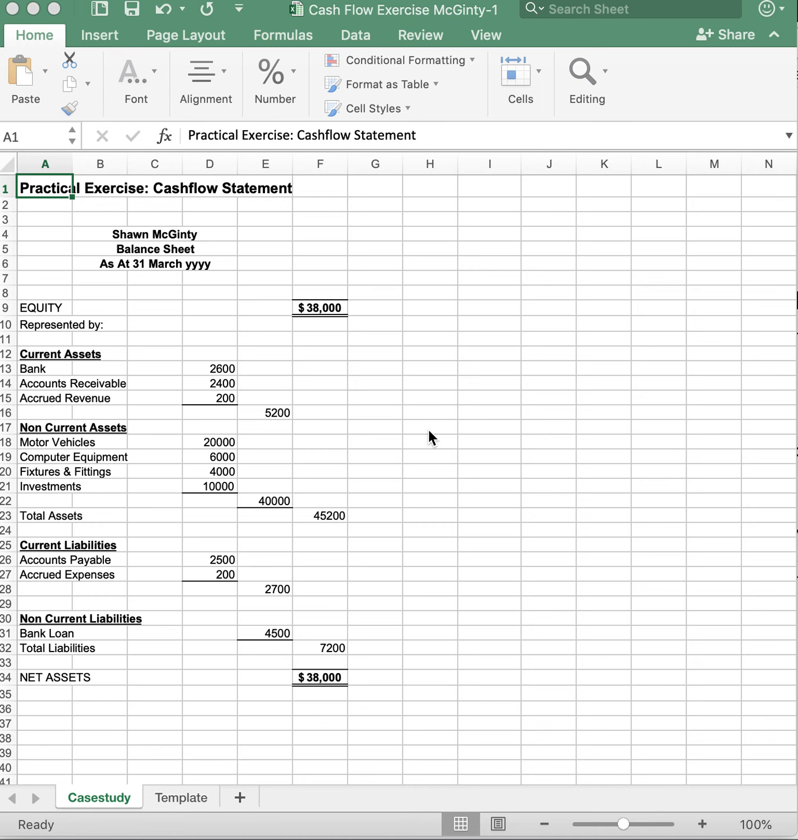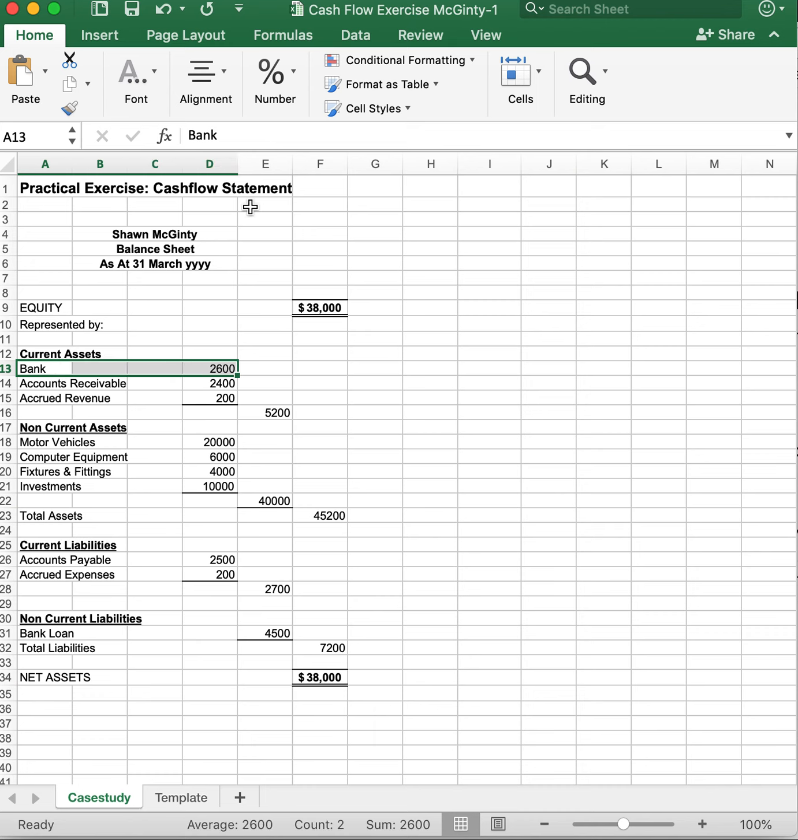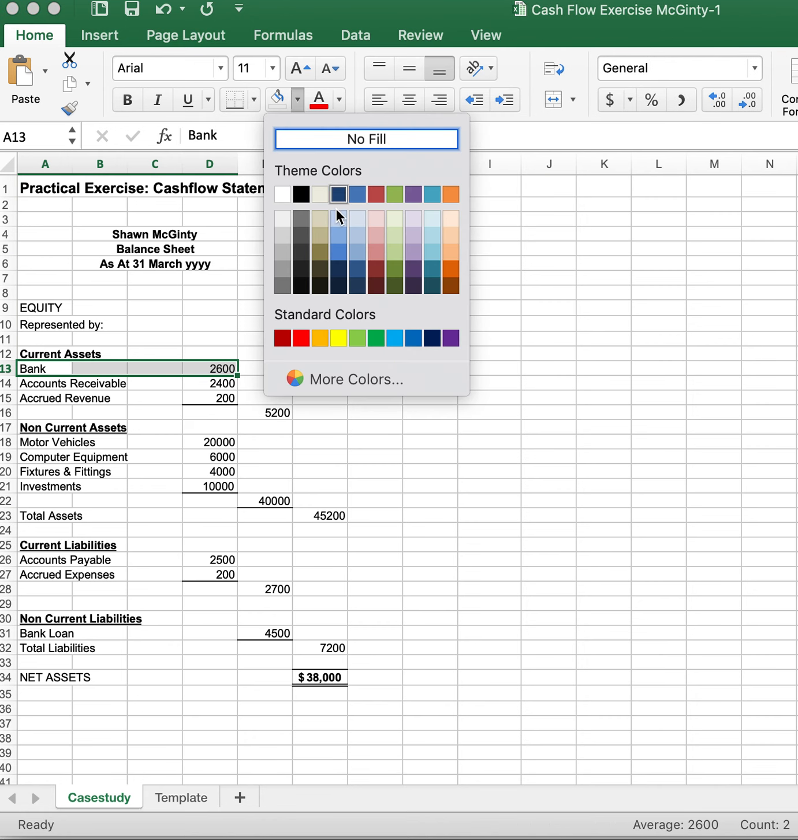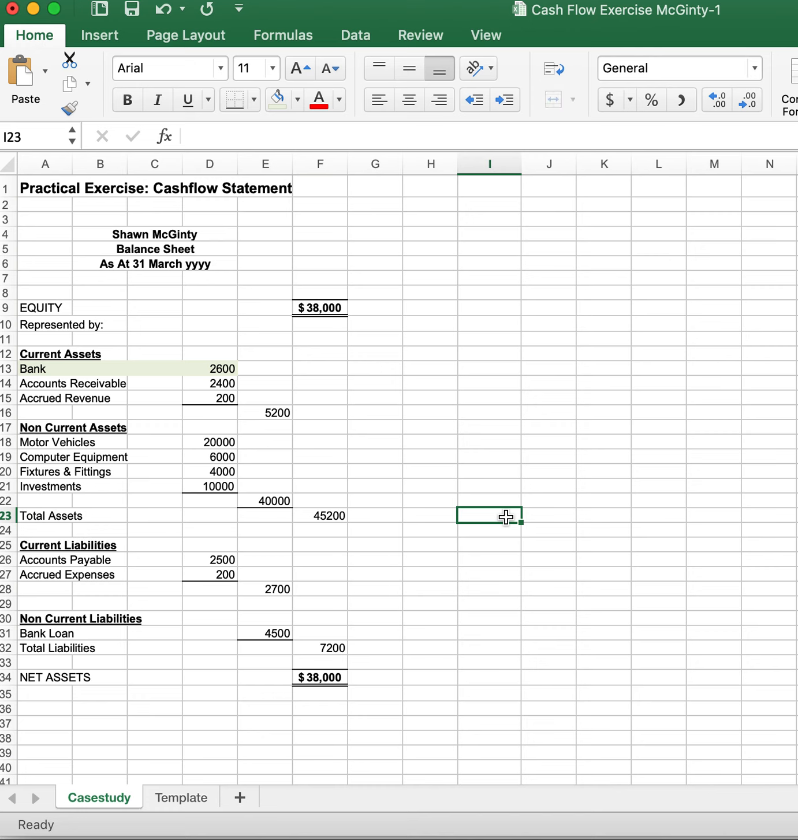I'm going to work through this cash flow exercise for McGinty. On the first thing, the case study, they've given us a balance sheet. What is of use to me in this balance sheet is the bank account balance. I just need to locate that because that is what the bank account balance is. Nice to be able to colour that a bit, so I will do that. Cool. So that's the cash position as at the 31st of March.